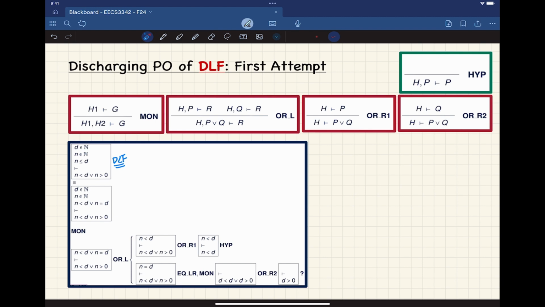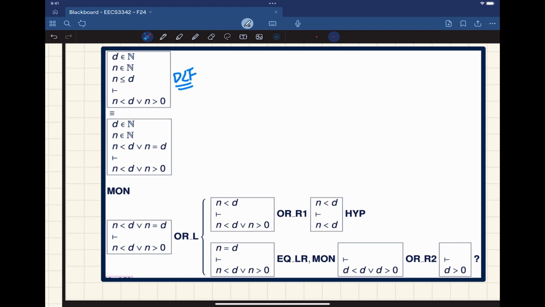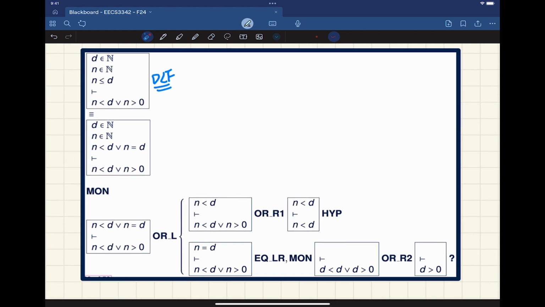Starting with this, by some basic arithmetic, we can split this into n less than d or n equals d. That's something we did last Thursday. This is nothing new. And then we can split the sequent into these two. For this very initial proof, I will let you try it. The only thing I want to show you is this. Let's say we got into here.